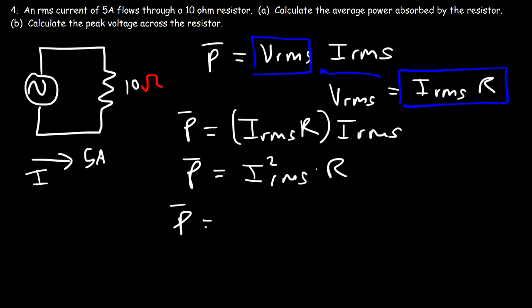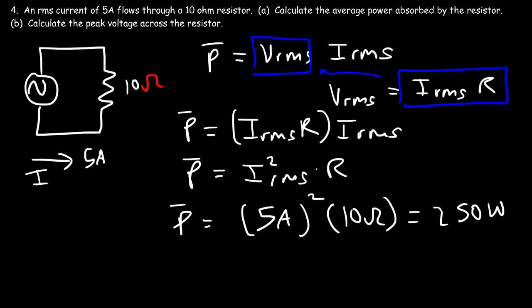You can also say that it's 1/2 of the square of the peak current times the resistance. But we're not going to use that equation in this example since we already have the RMS current. So the RMS current is 5 amps, and we need to square it, and the resistance is 10 ohms. 5 squared is 25, and 25 times 10 is 250. So the average power absorbed by this resistor is 250 watts.